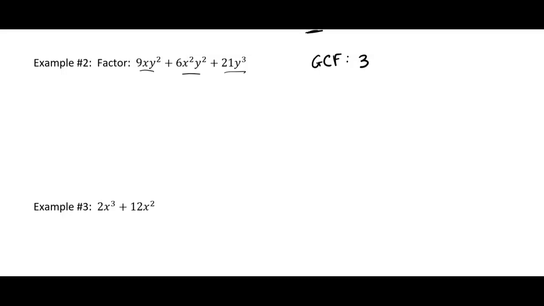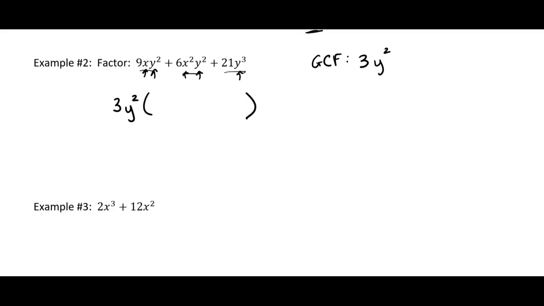Now, let's look at the variables. X squared. Oh, I don't have an x. So they don't all have an x. That won't be part of our greatest common factor. Now let's look at the other variable, the y. We got a y squared, and a y cubed. So all of them have at least a y squared. They all have at least y squared, okay? So that's the greatest common factor. Now, write the greatest common factor first, 3y squared.